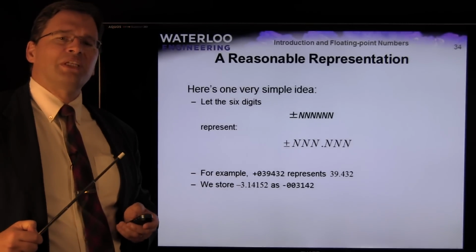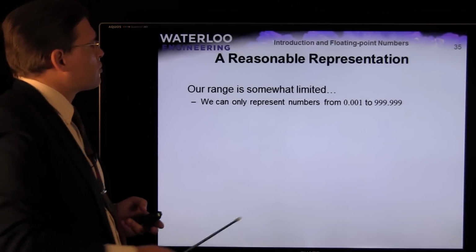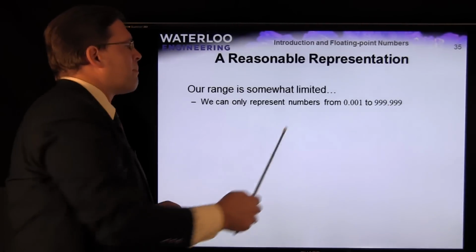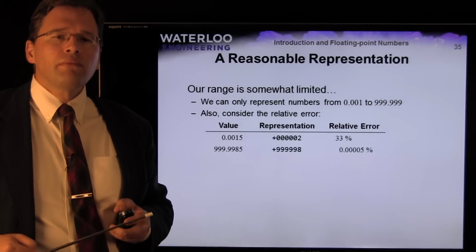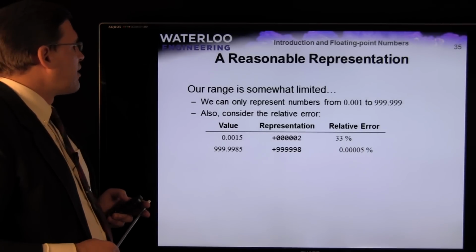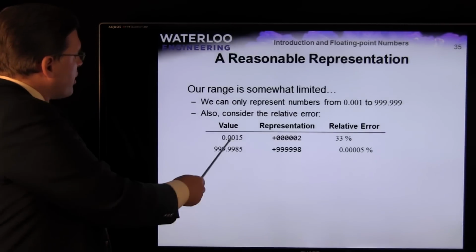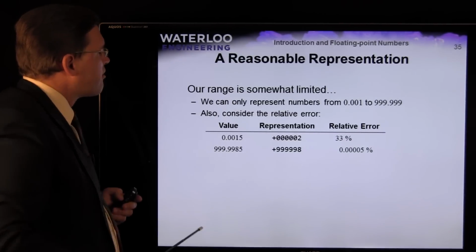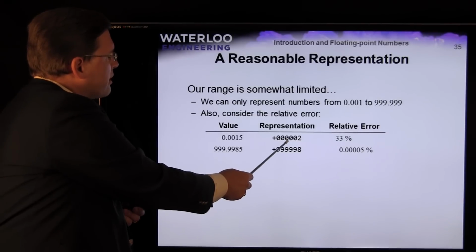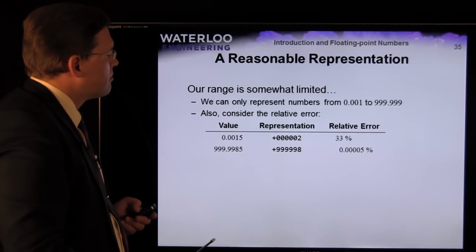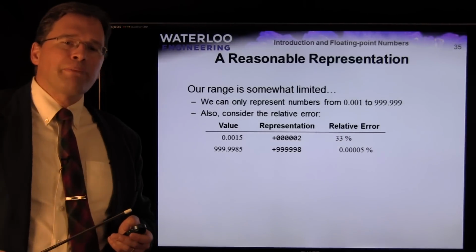Now, how good is this representation? Well, the range is not very good. I can only store numbers from 0.001 to about 1,000. I can't even store 10,000 or 2,000. Also, the relative error can be far too unacceptably large. If I try to store 0.0015 in this representation, I can't do it precisely. I have to round up to 0.002. Now this point is on this interval, but our representation has a relative error of 33%.